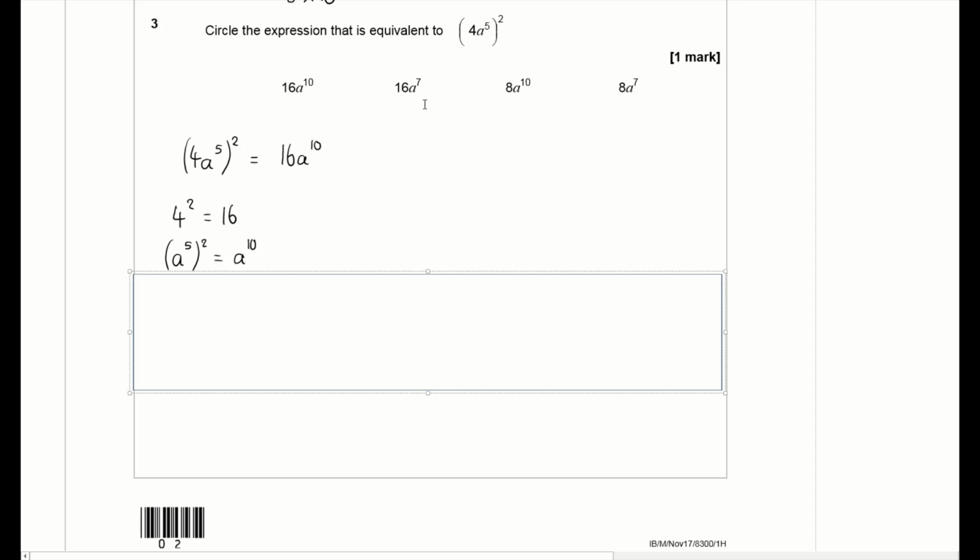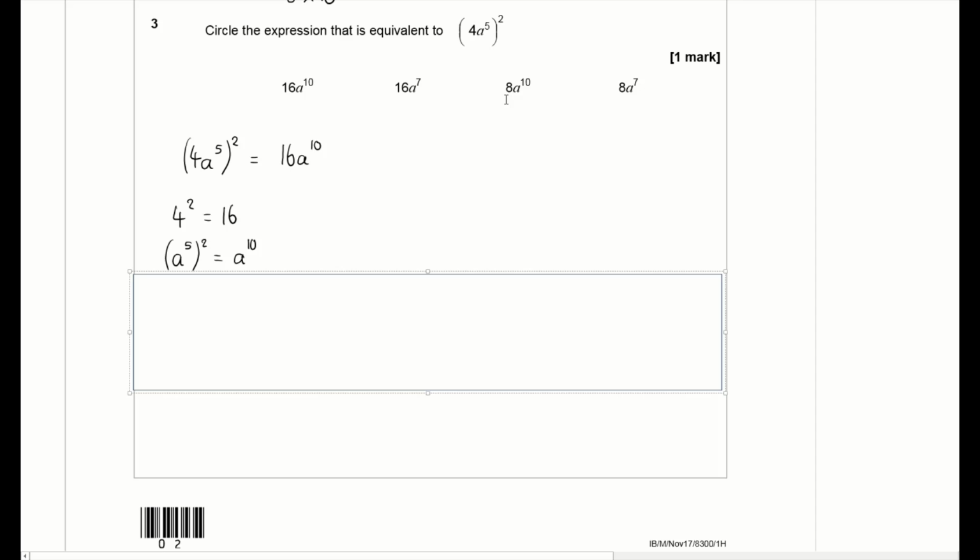Now we've got a few answers here that are wrong or partially correct, just checking that you know the law of indices. Now you can see with this option here, 16a to the 7, that would be correct if you were adding 5 and 2, but that's not the correct procedure in this particular question.